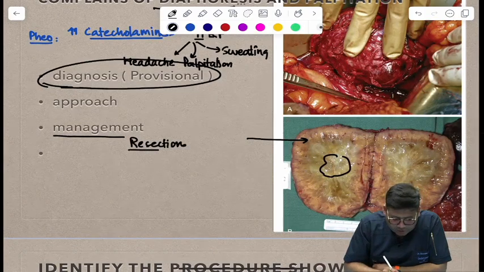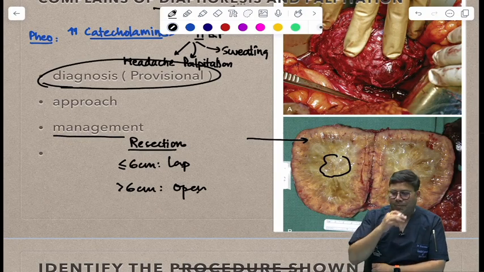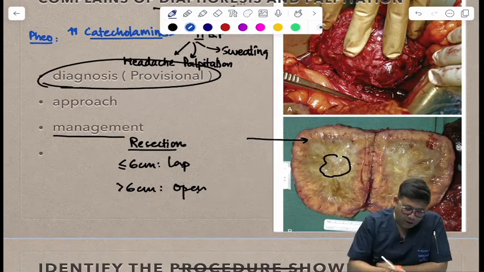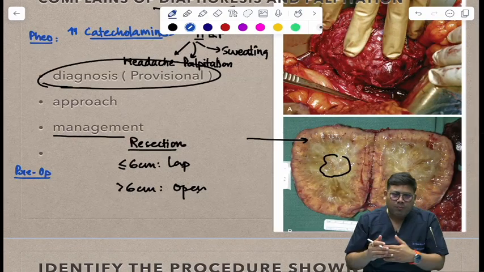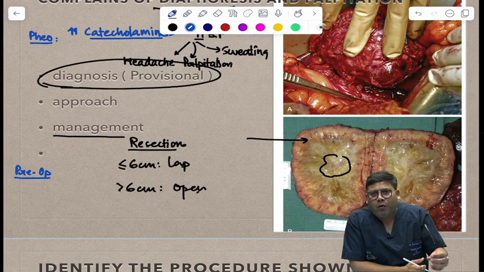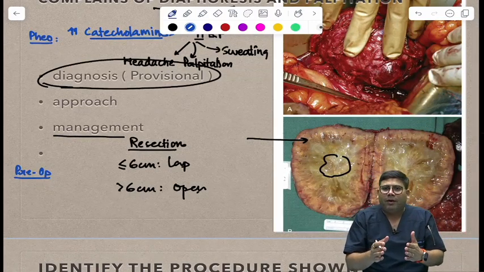When we talk about resection, for less than or equal to 6 centimeter, we can go for a lap. More than 6 centimeter, we prefer to go for open. It is not that 8-9 centimeter cannot be done laparoscopically, it can, that is just a saying. Now one very important thing is that pre-operative preparation is important. Why? Because the moment you stimulate or touch FIO, there will be release of catecholamine, and intraoperative hypertension will occur.